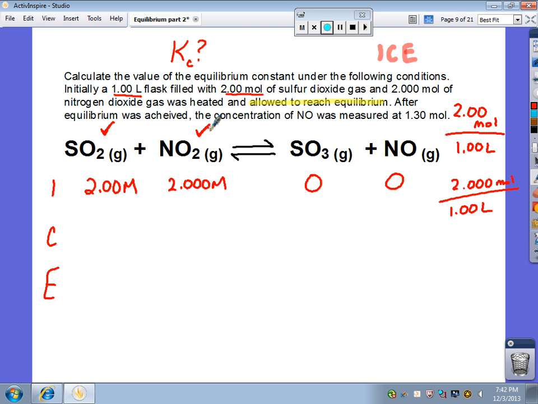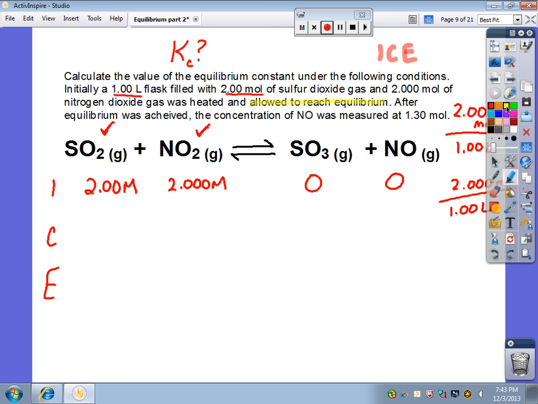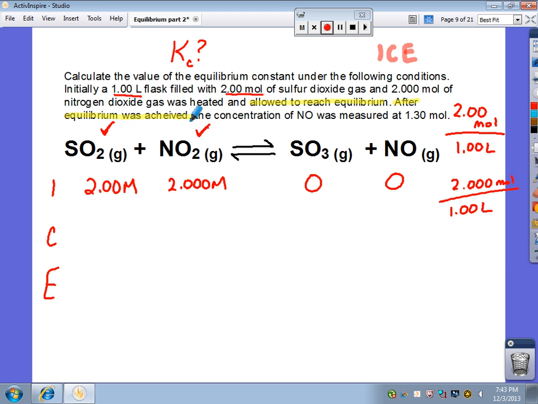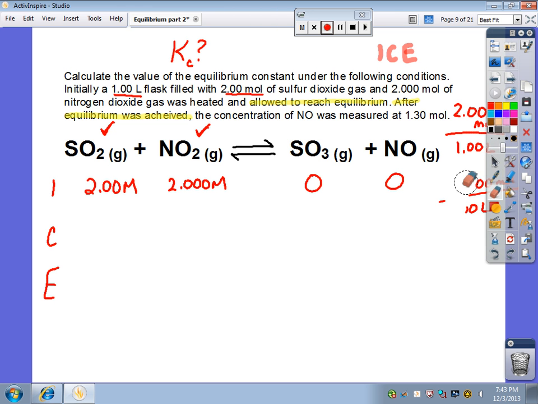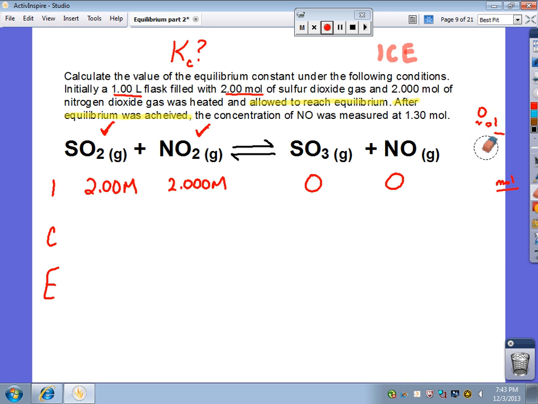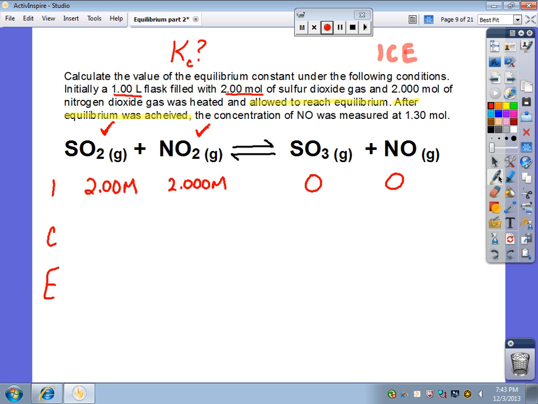Now it's heated. That's what our problem tells us, and it's allowed to reach equilibrium. Another key here is that it says after equilibrium was achieved. So you know for a second fact here that it's not at equilibrium at the start. All right, so I'm going to go ahead and erase this to the side here, and we're going to go ahead and do our problem. So let's proceed for a second.